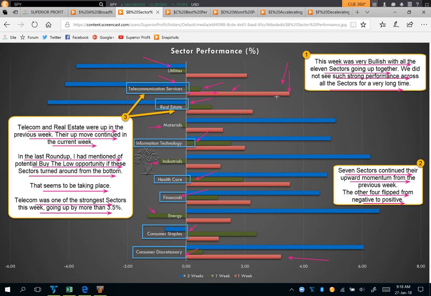If you are watching the market roundups regularly, you know that using the industry rotation table, we are almost always able to catch the exact turning point. Telecom and real estate were weak for a very long time, and now for 2 successive weeks, they went up. This may lead to the turning around of these sectors and some of their industries. We'll drill down further into this when we study the industry.